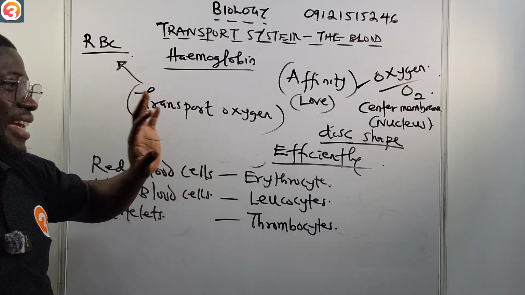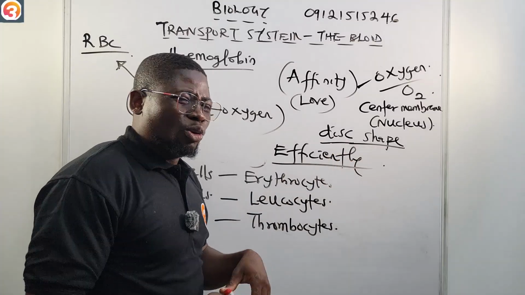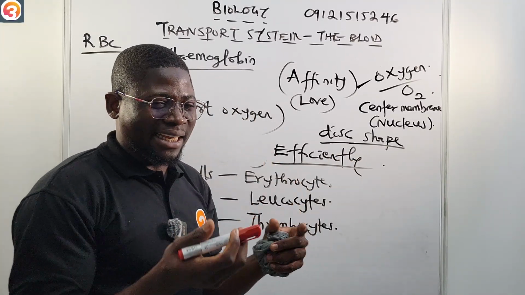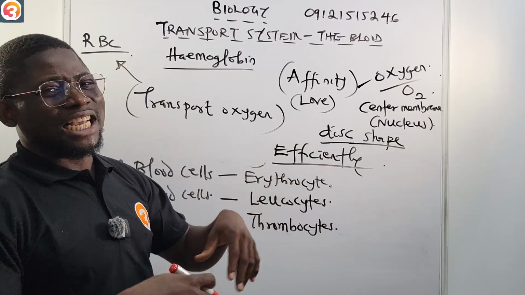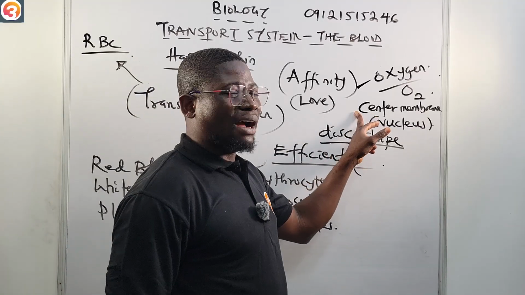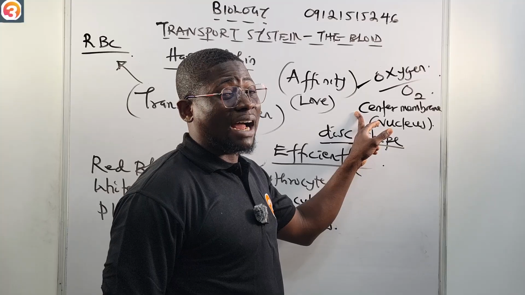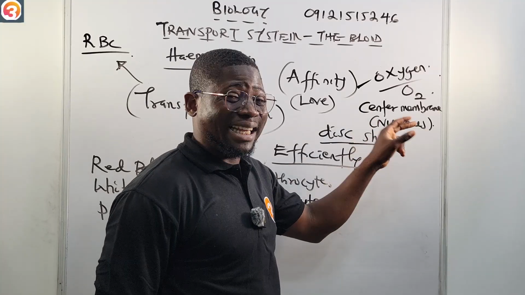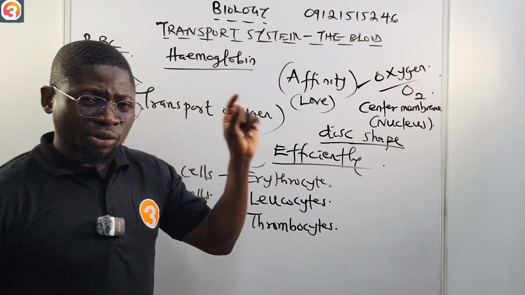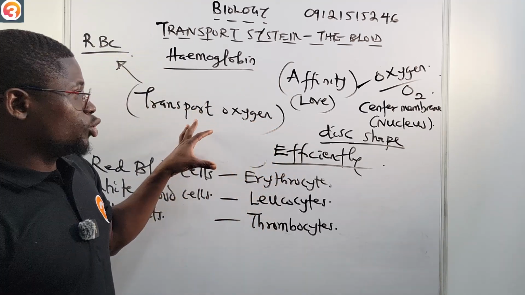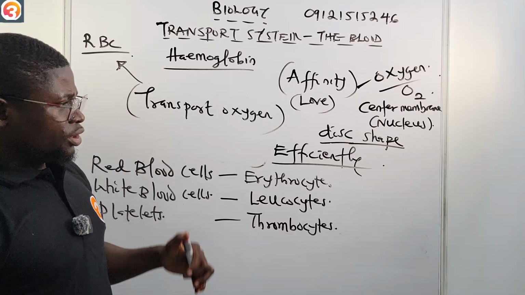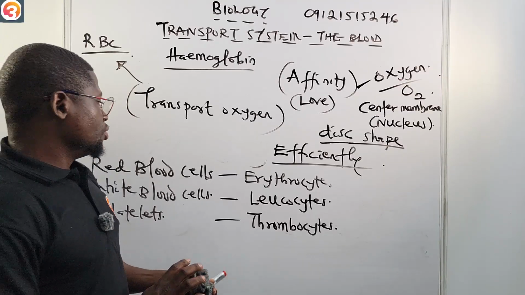They have a disc shape to enable them to transport materials more efficiently, and they do not have a center membrane or nucleus. They lack a nucleus. Please take note of that. The major function is to transport oxygen. So now let us go to the next one.